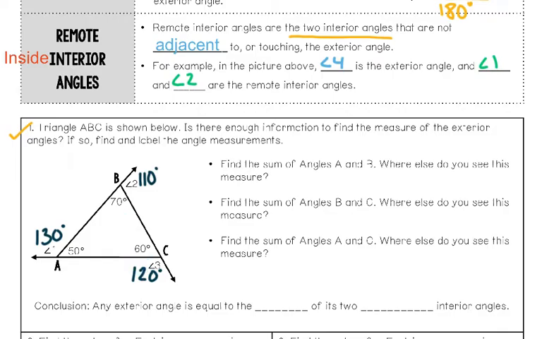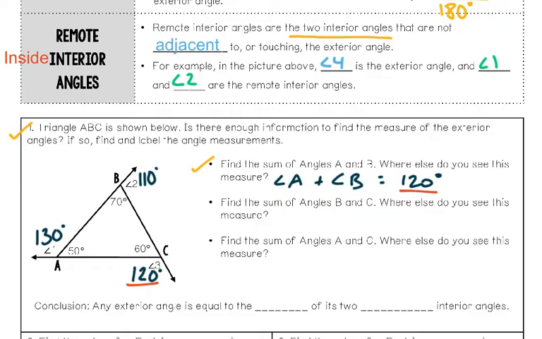Now the next instruction says to find the sum of angles A and B. Just go ahead and take 50 and 70 and add those together. What do you get? You should get 120, and we saw that over here. These two angles on the inside added up to be this number on the outside. Interesting. So we've done that task. Let's look at the next one.